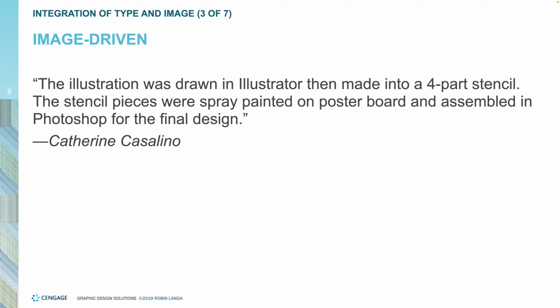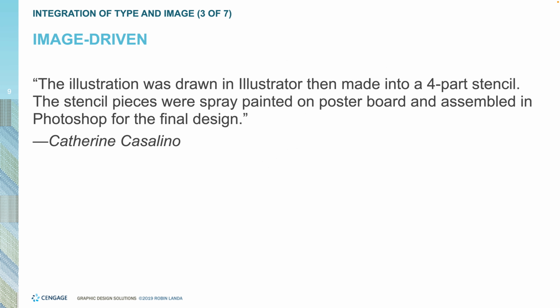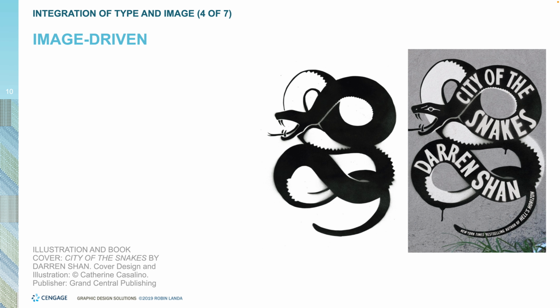So what we have is somebody who's working with traditional as well as digital. And then this is what she actually came up with as we start looking at the illustration and book cover for City of Snakes. So remember, we go back, we start to look at this. This is where she's talking about drawing an Illustrator 4-part stencil. So she comes out here and makes the stencil pieces to it. And then ultimately this is what we end up getting into as we start to look at the different pieces.